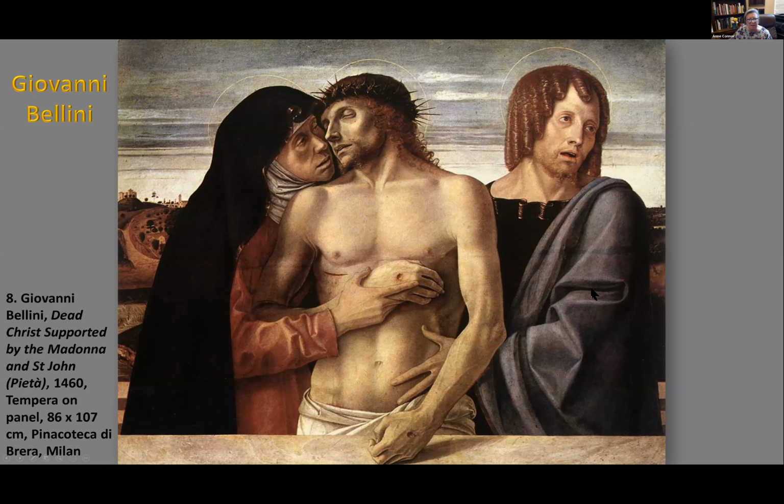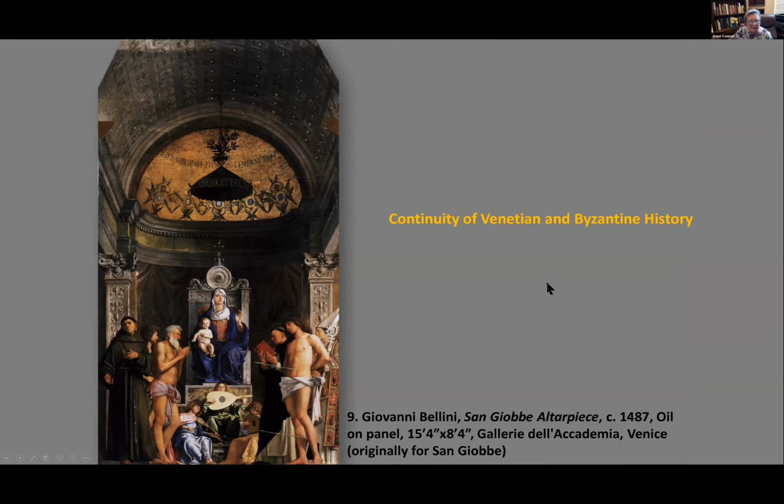And then we see a next work that by now is in oil painting, still by Giovanni Bellini, the famous San Giobbe altarpiece. That really shows a continuation of Venetian and Byzantine history, both with the mosaics in the back. But this shows really now the assimilation of all these new concepts of the Renaissance, which means the perspective, the volume, the way the light really hits the figures and helps modeling the figures.